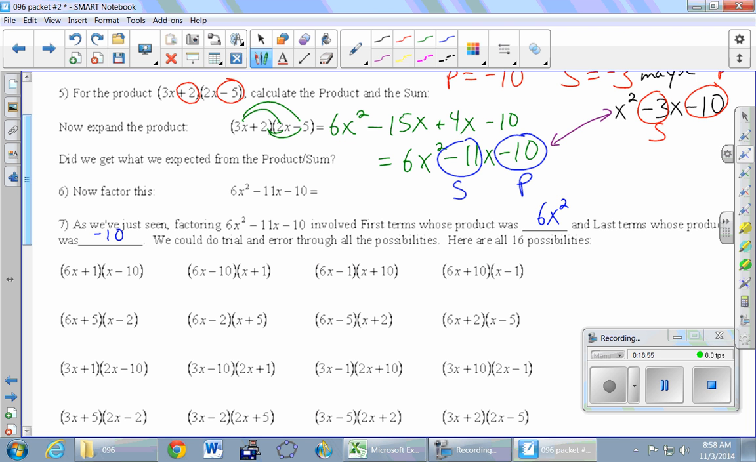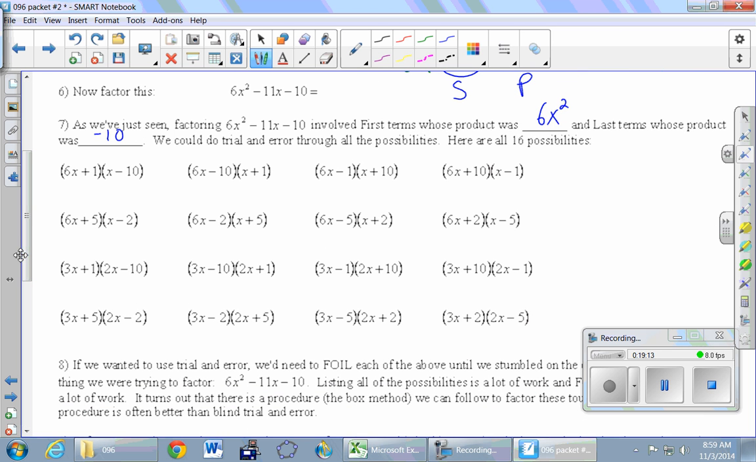And so what you could do is a very lengthy trial and error, where you look at all the ways there are to multiply two things in the front to get 6x squared and two things in the back to get minus 10, and you cross your fingers and hope that you get the middle minus 11x. Unfortunately, it's a lot of trial and error, so I've typed it out here so we don't have to spend time looking at everything. But there are 16 different possibilities.